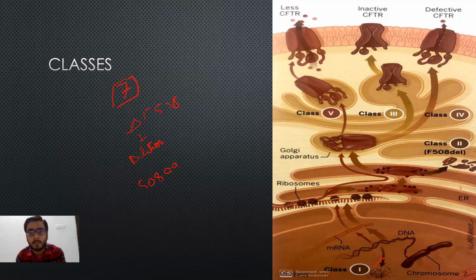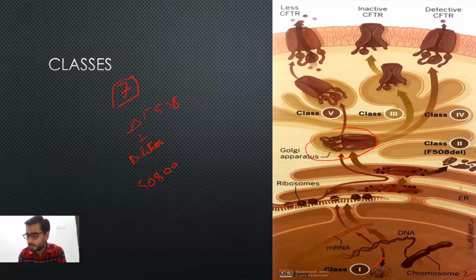Next, we have categories 3, 4 and 5. In the third category, there is inactive CFTR. Here lies the role of the Golgi apparatus. We studied in our junior classes that the Golgi apparatus is involved in packaging proteins. The ribosomes are synthesizing the proteins, the CFTR proteins.